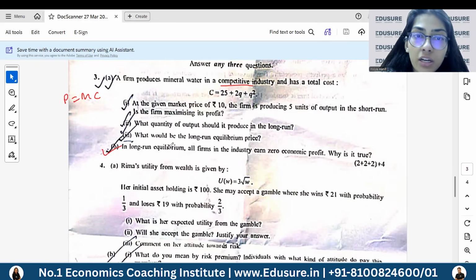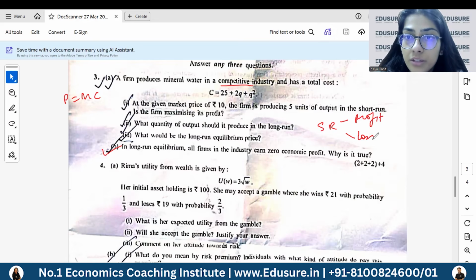Part B, in the long run, all firms in the industry earn zero economic profit. Why is it true? Because of freedom of entry and exit. Okay. So if in the short run में दो चीज हो सकती है, right? Profits हो रही है या losses हो रही है, right?